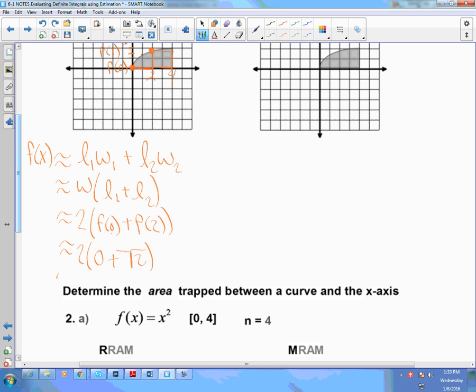So we get approximately 2 root 2 is our area. So f of x, our area, actually we should call f of x the function. We should call it LRAM. Just 2 root 2 the area, units squared.